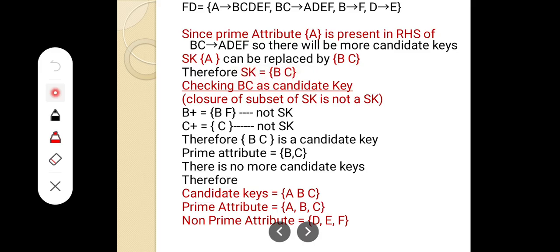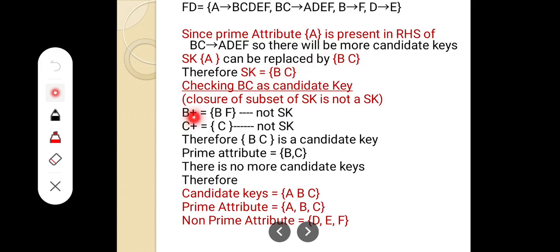Now we want to check whether this BC is a candidate key. Since this BC has subsets, we have to take the closure of the subsets. What are the subsets? B and C. We take the closure of the subsets, B closure and C closure, and check whether each closure is not a super key. If it is not a super key, then we can confirm that BC is a candidate key.